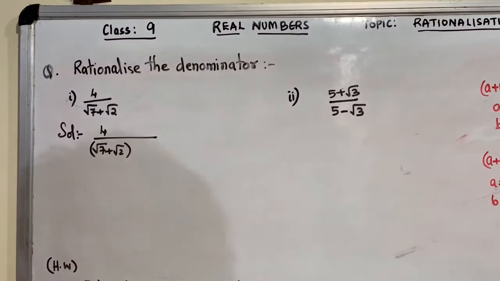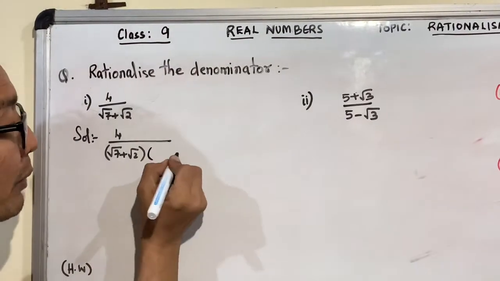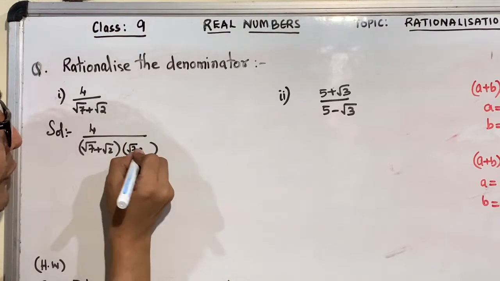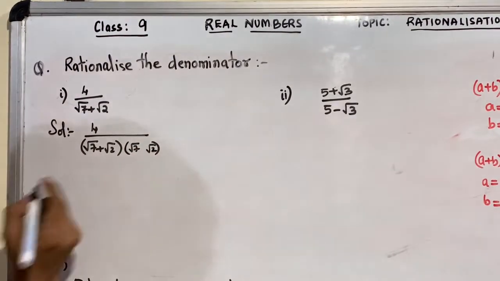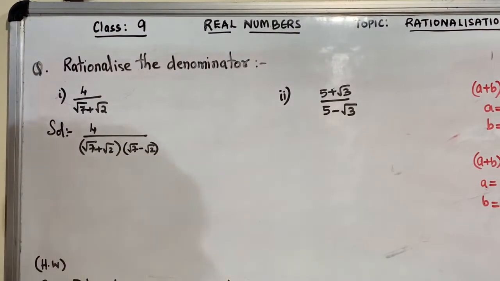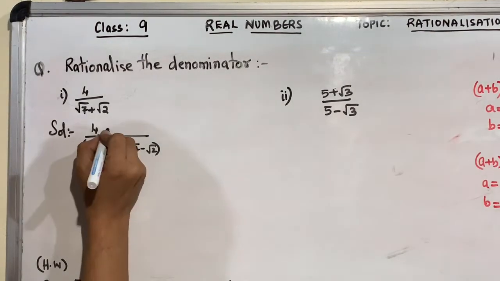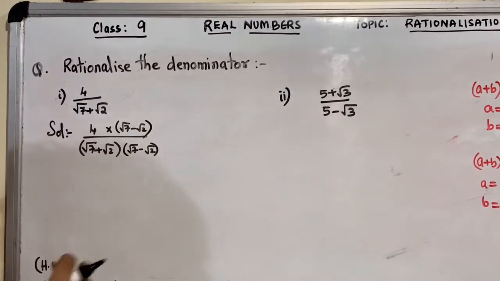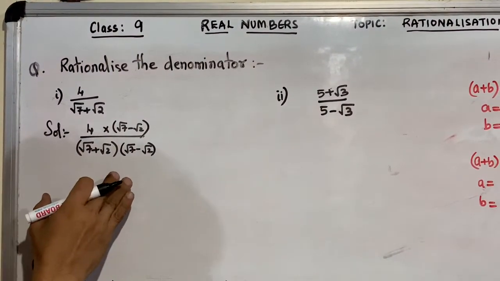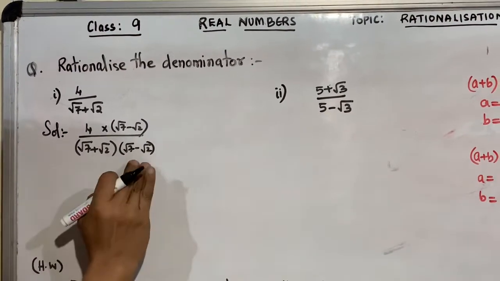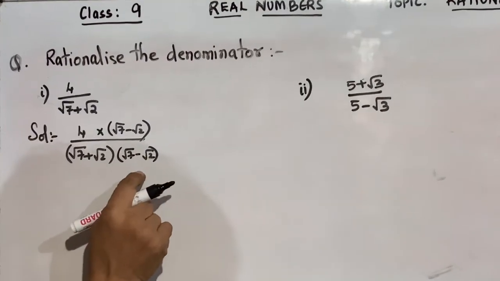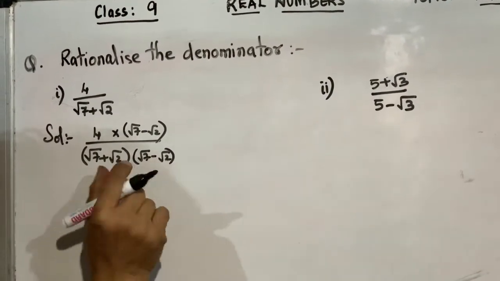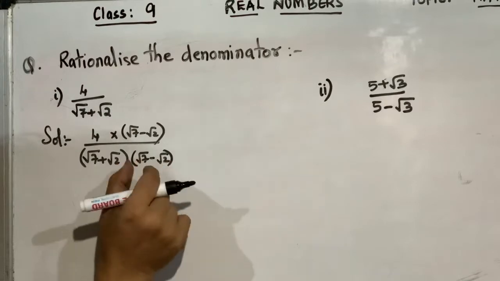The rationalizing factor of the binomial: write root 7 and root 2, and change the sign from plus to minus, and multiply. Multiply numerator and denominator by root 7 minus root 2. This is how we rationalize the binomial surd. We just change the sign in between the two surds.